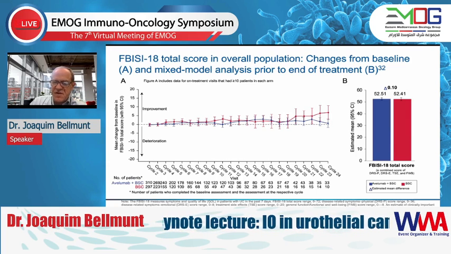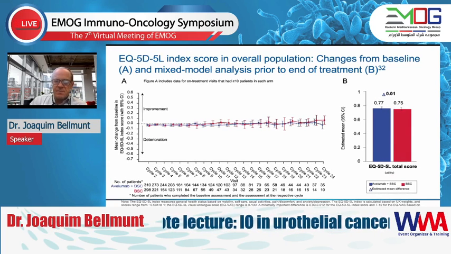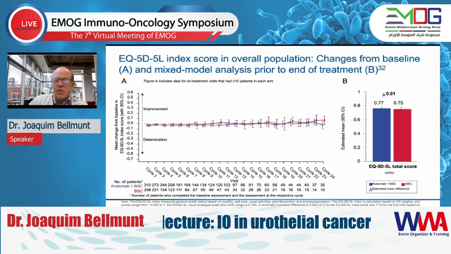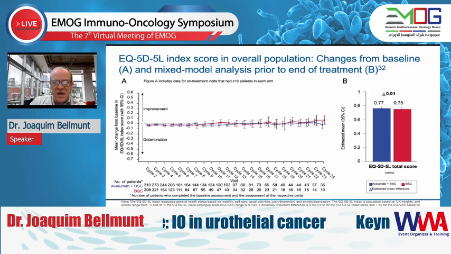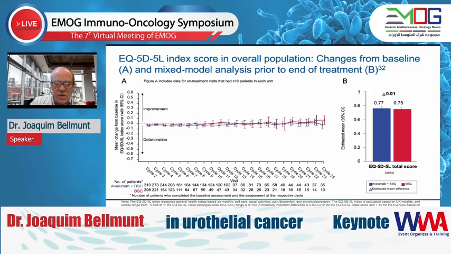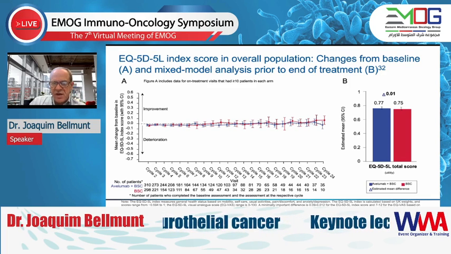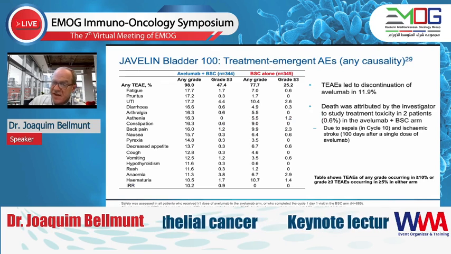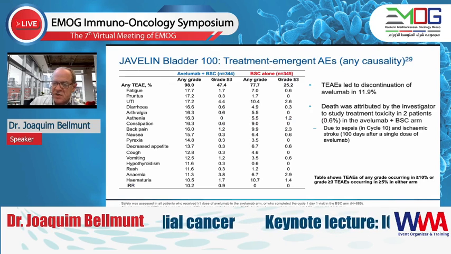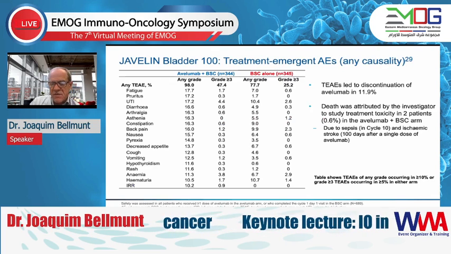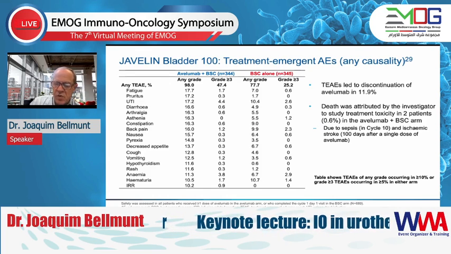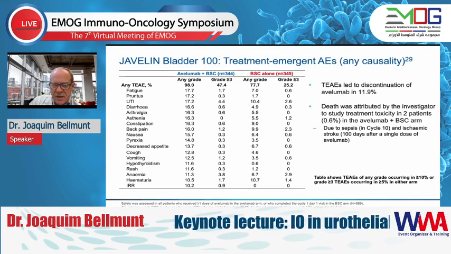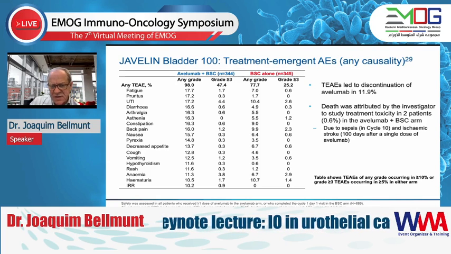This is a quality of life score specific for bladder cancer, and also this wider quality of life type of score, that is the EQ5D5L, showing there is no detrimental effect when giving avelumab maintenance. Side effects, as expected, 11% of treatment discontinuation, in the majority of cases because of infusion reactions. And the profile is what we know for avelumab in the metastatic second-line setting.